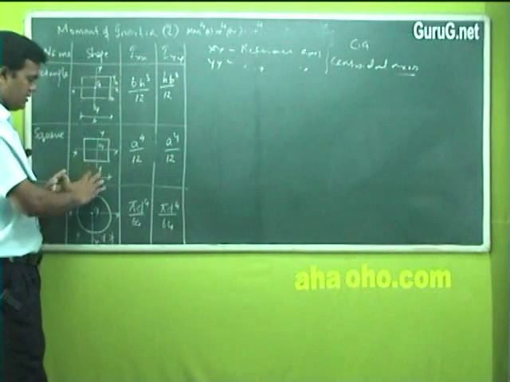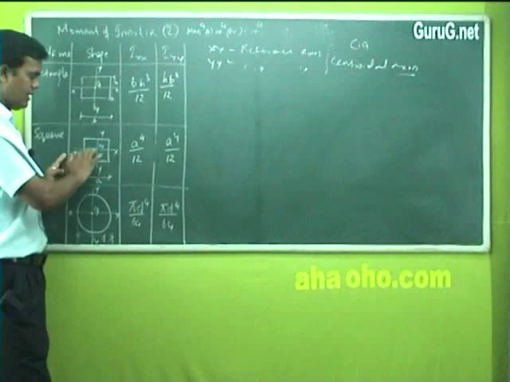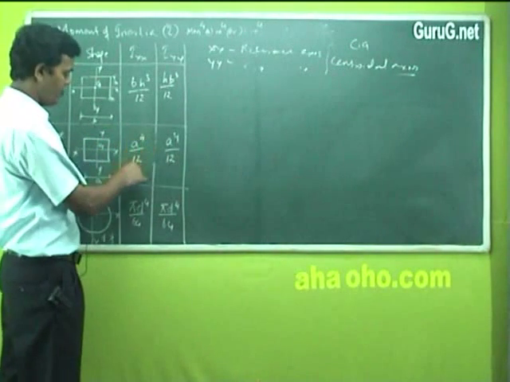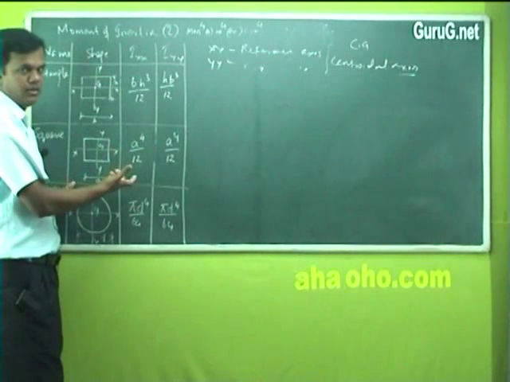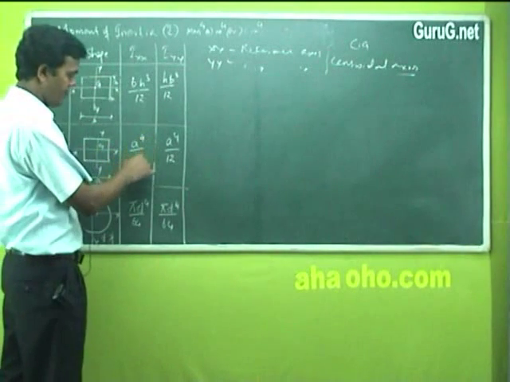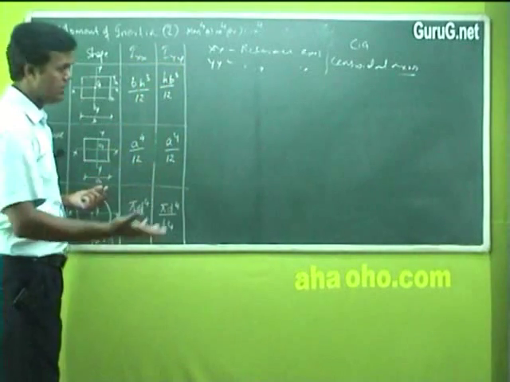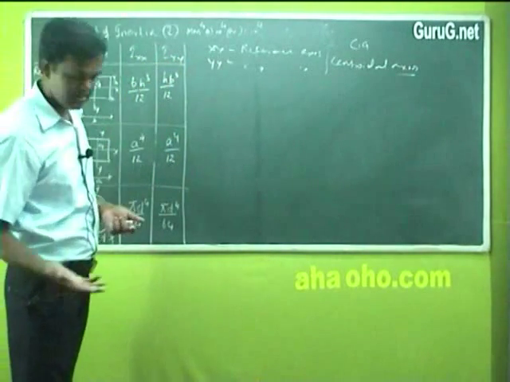Then you come to the square, the same procedure. The diagram is given, the xx value, the yy value, where the center of gravity is, and the formula is given: A power 4 by 12. A is the side of the square, A into A. So A power 4 by 12. Ixx and Iyy are the same for this one. Some diagrams it may vary, some diagrams the same.